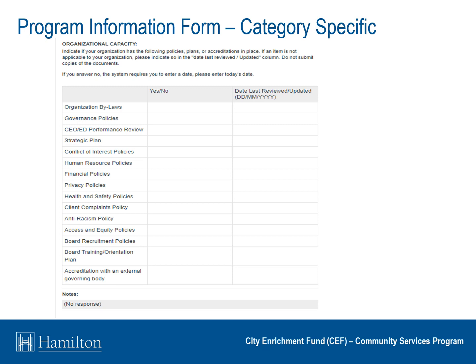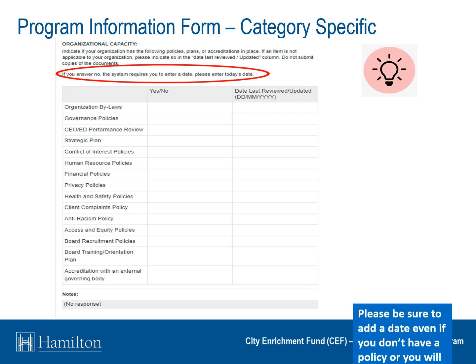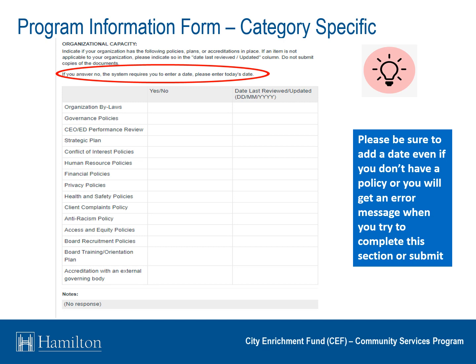There is only one question that is Program Information Form category specific for community services. This question asks you to identify the policies and procedures your organization has. So what we want to make sure that you do is, if you are answering yes to any of these questions, you will get the opportunity to provide a date using the drop box. Unfortunately, the system doesn't understand when you say no that you're not going to be required to put a date. We ask that you put a date anyway, just so you won't get an error message when you try to submit your application.